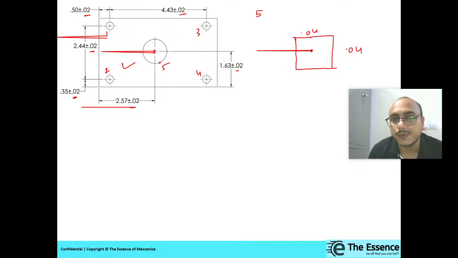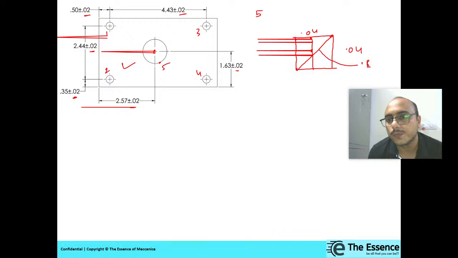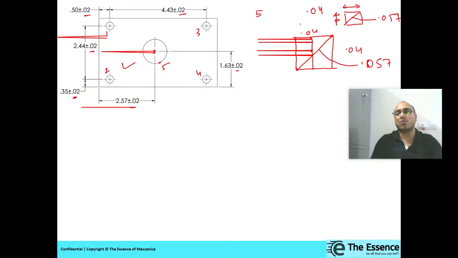If you see in the up direction, it can vary plus 0.02, minus 0.02. But diagonally it can vary more. From there to there it is almost 0.057. So the tolerance zone is something like this. Diagonally it can vary 0.057, but in the horizontal and vertical directions it can only go 0.04 in total from the true location. That is a problem with these kinds of tolerances.